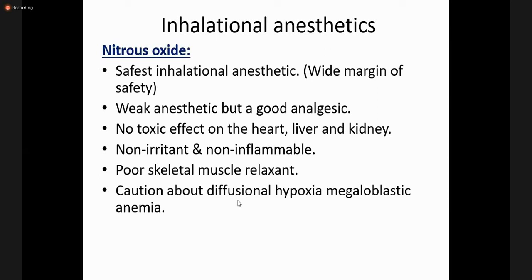One answer that you are going to search: what do you mean by diffusional hypoxia, or why nitrous oxide may produce diffusional hypoxia, or why diffusional hypoxia can occur after using nitrous oxide. That is one point. And why is there a chance of producing megaloblastic anemia after using nitrous oxide? So these are the two important questions. Please note them down. Before starting intravenous anesthetic agents, in the upcoming lecture, we are going to discuss these two questions, just to encourage your participation.